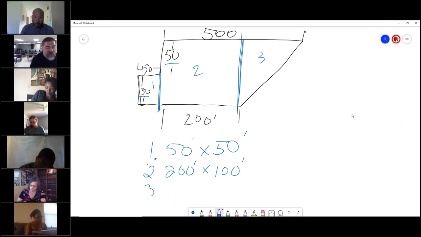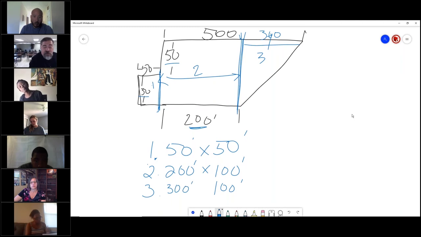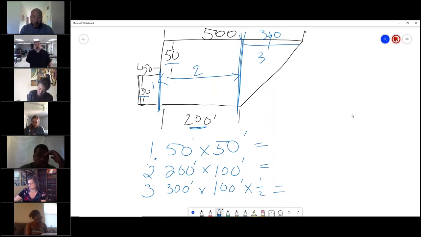And then the third one is the triangle. We know it's 100 foot. It's the same as that one. And that width is 300 feet, that's a little deceiving. Because if it's 200 feet here, that distance has got to be 300. But it's a triangle, so it would be half. If you can do this, you'll be able to do any of them.